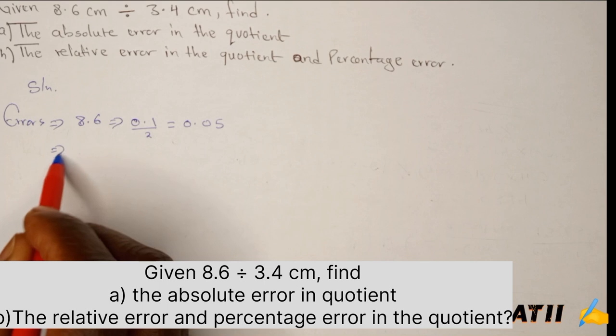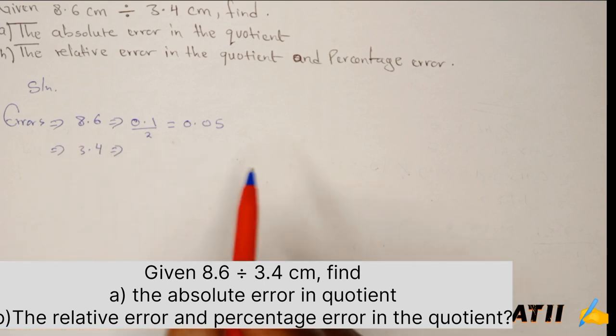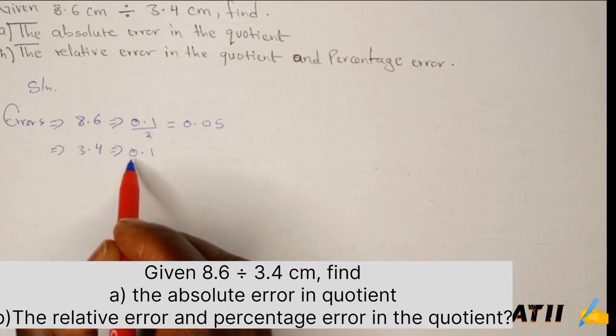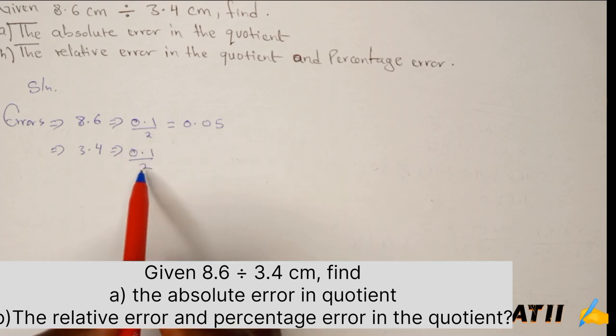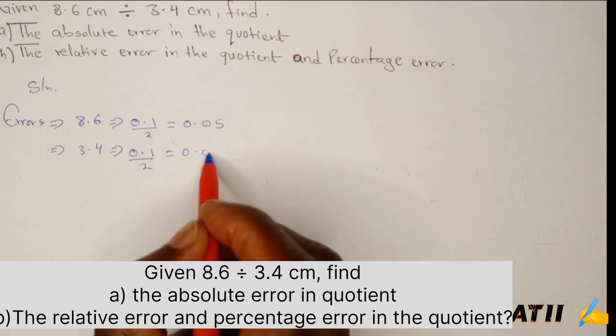Then we go to the next one, which is 3.4. The same absolute error is 0.1 divided by 2. So 0.1 is the least unit of measurement. We divide by 2, and it gives us the absolute error, which is 0.05.